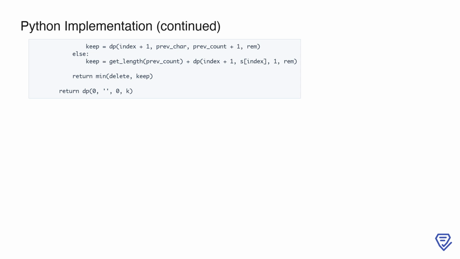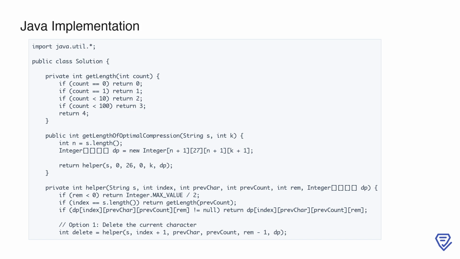This implementation efficiently explores all possibilities using recursion and memoization to minimize the length of the compressed string after at most k deletions. Here, we begin by defining the getLength method, which calculates the length of a compressed segment based on its frequency. If the count is 0, it contributes nothing to the length. A count of 1 adds a single character, while counts under 10, 100, or more determine how many digits are added to the compressed representation. This method will be crucial for calculating the optimal compressed length later.